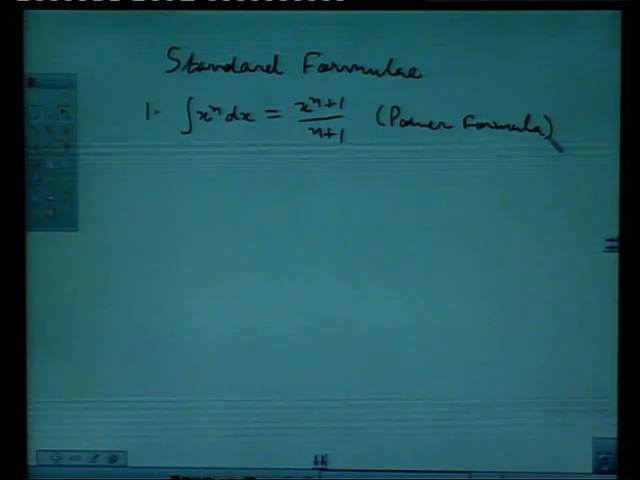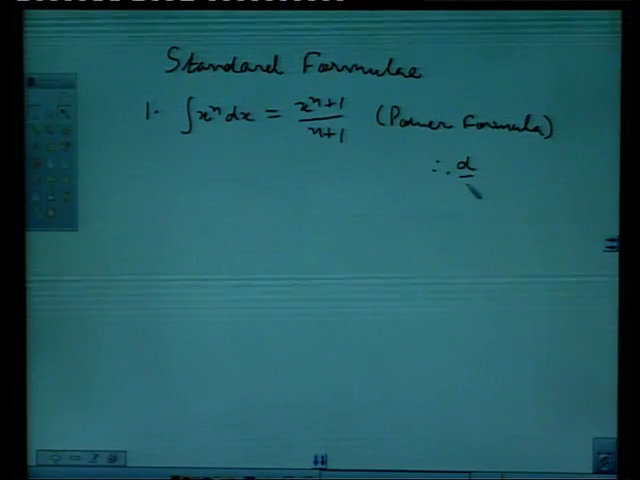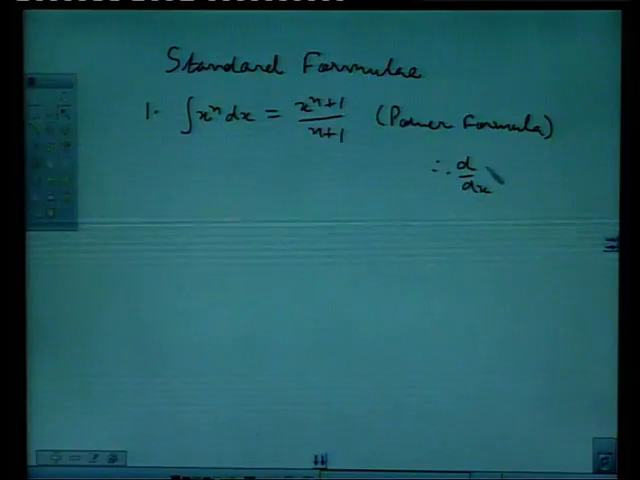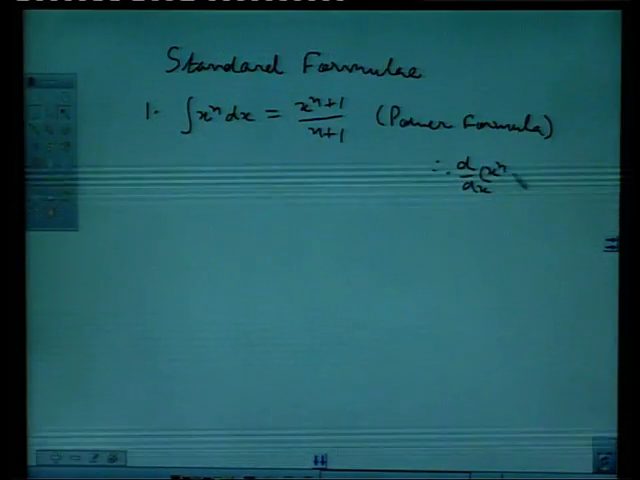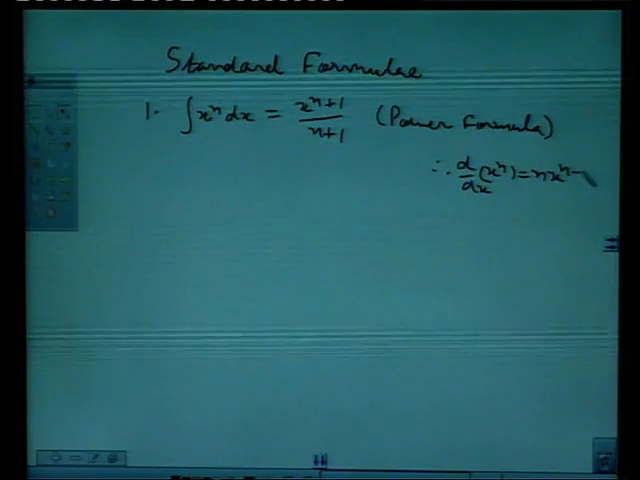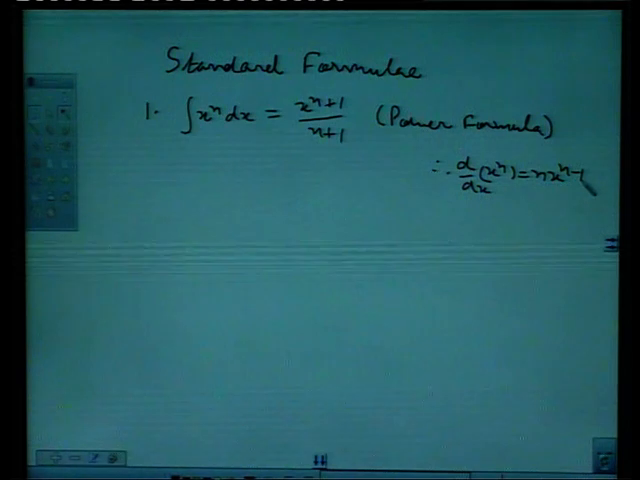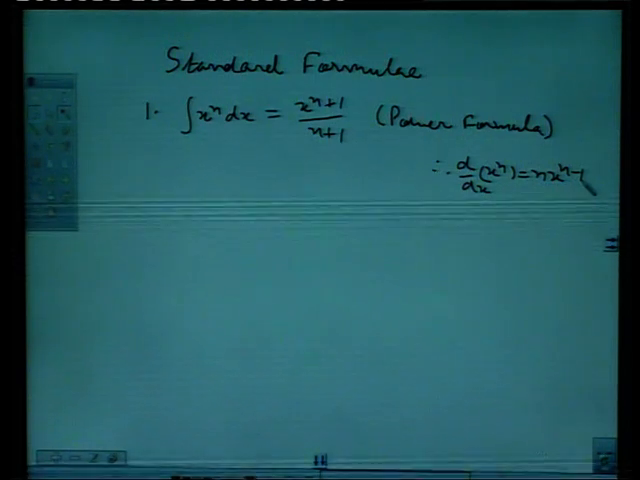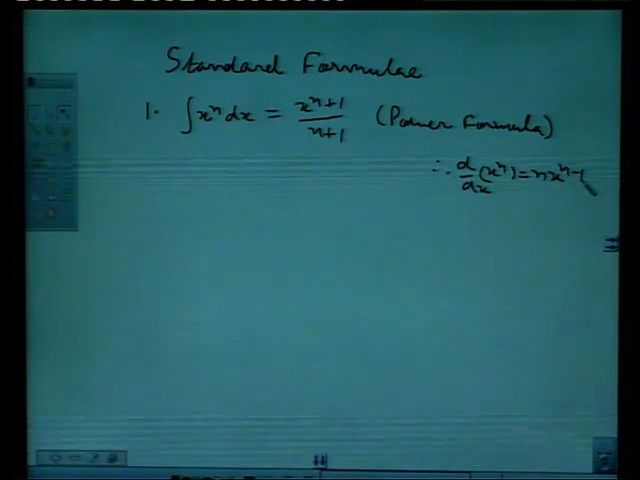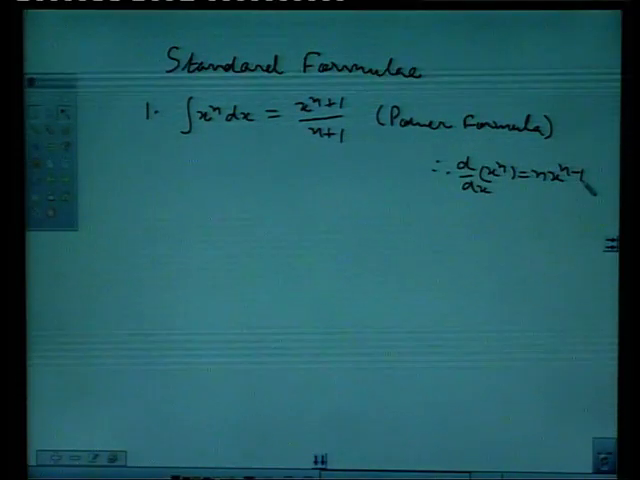In differentiation, the formula was n x to the power n minus 1. So, for the integration power formula, we increase the power by 1 and divide by the increased power.